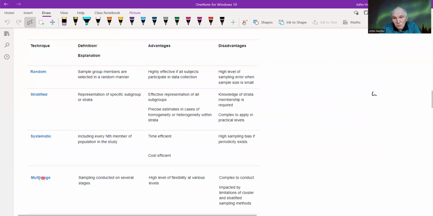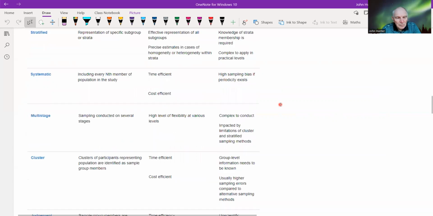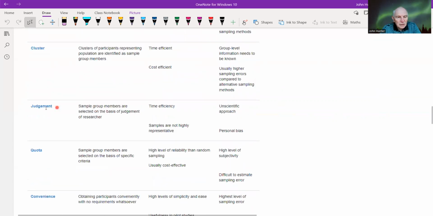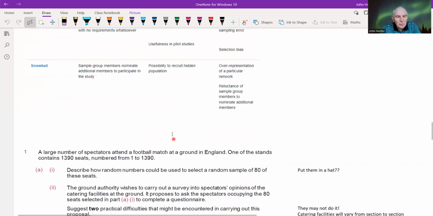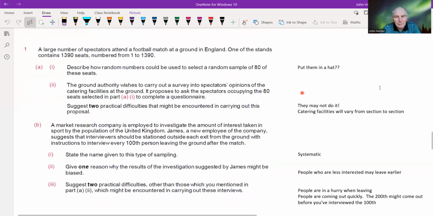I mentioned multi-stage, of course, but that's some combination of 2 of these things. The top one, random. Well, yeah, that's really what we want at the end of the day. It's a question of how big your random group is. Cluster, we mentioned. Judgment: sample group members are selected on the basis of judgment of the researcher. Oh, well, that sounds a bit dodgy, doesn't it? I mean, it depends on the researcher's views. Quota, yes. Convenience, we've mentioned. Snowball, that's an interesting one, but anyway, we'll not worry about it.